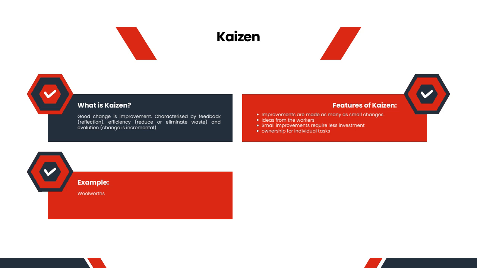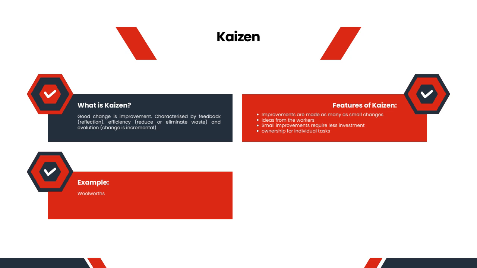Then we move on to our interesting friend, which is Kaizen. And I'm hoping many of you have come across this terminology before. Kaizen is change for improvement. A lot of organizations use Kaizen, which roughly translates into good change is improvement. And sorry, superior. Unfortunately, that's what it is.